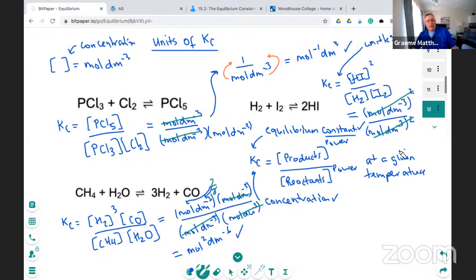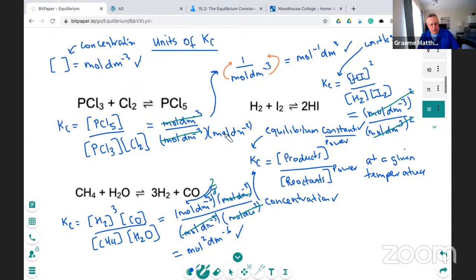The units of Kc are not fixed, meaning they depend on the system that you're working with, and you've just got to sit down and do a little bit of algebra and work it out. Now, is that okay, Graham? We've got moles per decimeter cubed as your standard unit of concentration. You just put in the moles per decimeter cubed and start counting things out. What's the fast way of doing it?